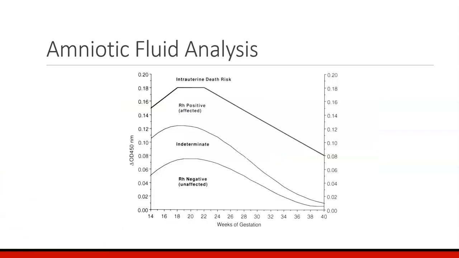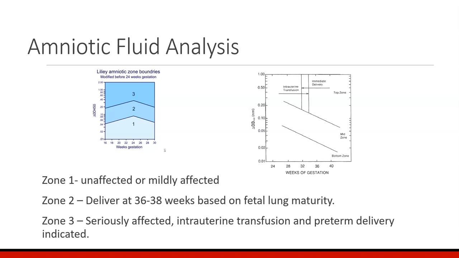So this graph illustrates the analysis. If you look at the left-hand side, there's the OD at 450 nanometers analyzing this fluid. On the bottom are the weeks of gestation. And based on the reading, we'll determine perhaps intrauterine death is at risk, down to the bottom where the fetus is unaffected. Most of us growing up in the transfusion service, we use the Liley amniotic fluid zones, and I want you to memorize the different zones. Zone 1 is unaffected or mildly affected, no interventions.